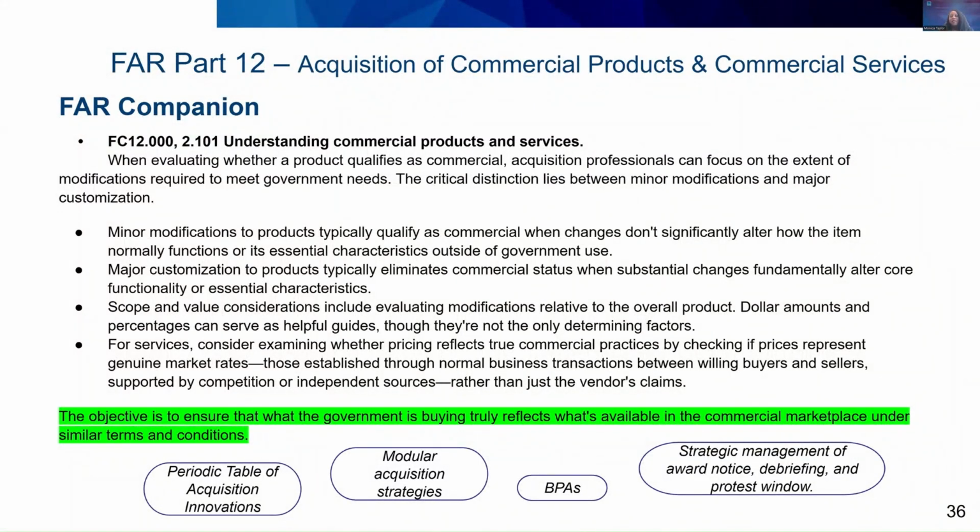And one of the important things I really like to say here is that we know that we cannot operate in a silo. And so the FAR Companion is encouraging communication with industry all throughout. Some other examples within FAR Part 12: modular acquisition strategies. This approach can open competition to vendors who excel in specific areas rather than requiring contractors to master every aspect of a complex system. Also, you'll find best practices when using BPAs.